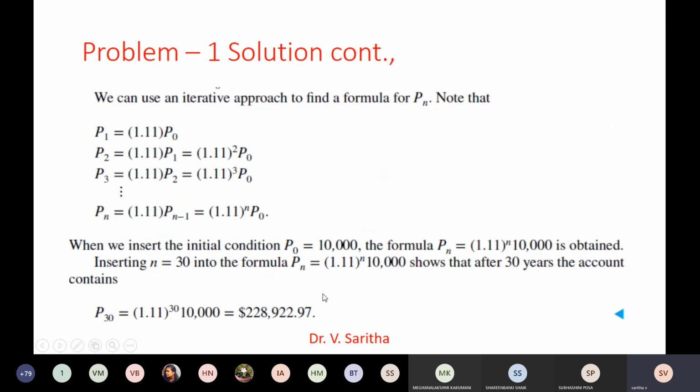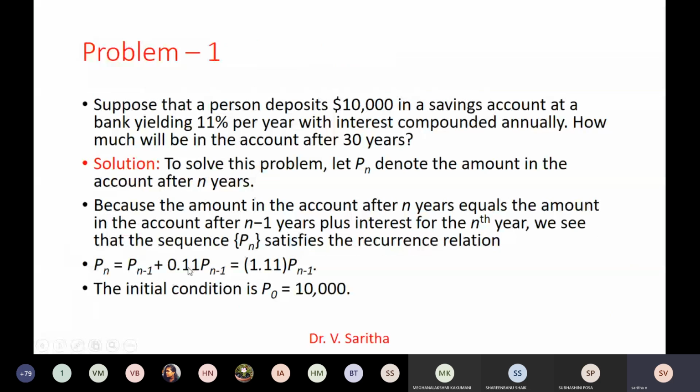How do you calculate it? Here P1 equals 1.11 times P0. We substitute 10,000 in place of P0 and calculate P1. Similarly, go for P2, P3, and so on up to Pn. This is the recursive function we are defining. Now I am asking for 30 years. We cannot calculate 30 times, or let me say, after 70 years, how much it will be. It will be very tedious to go through 70 steps.